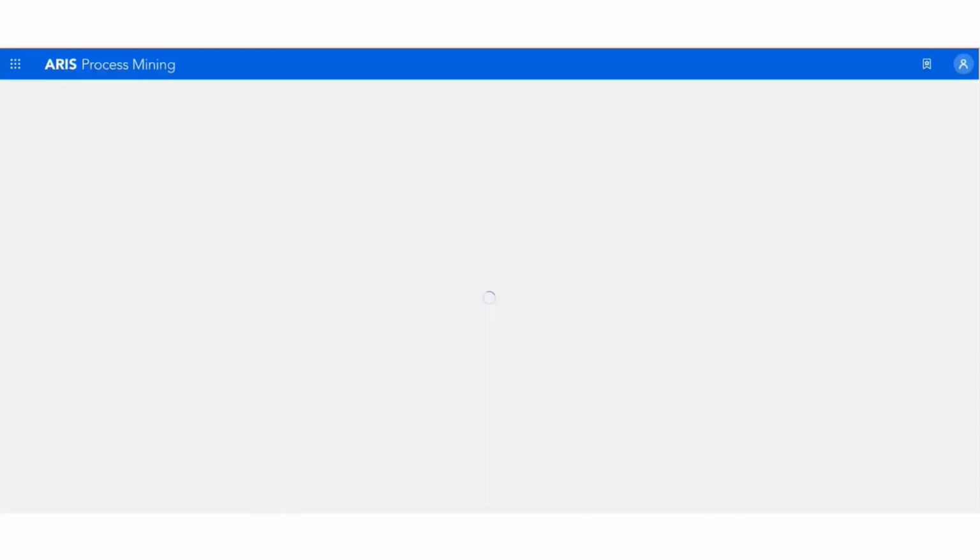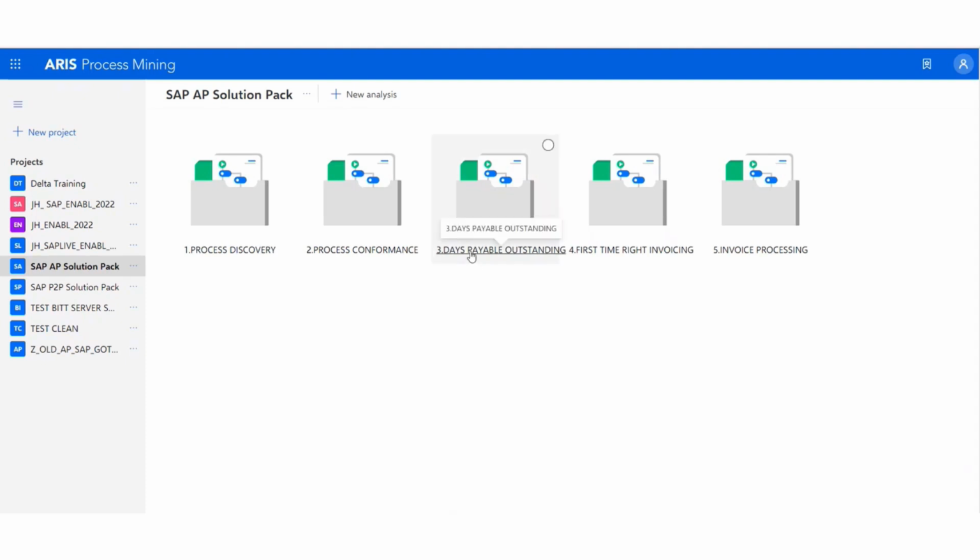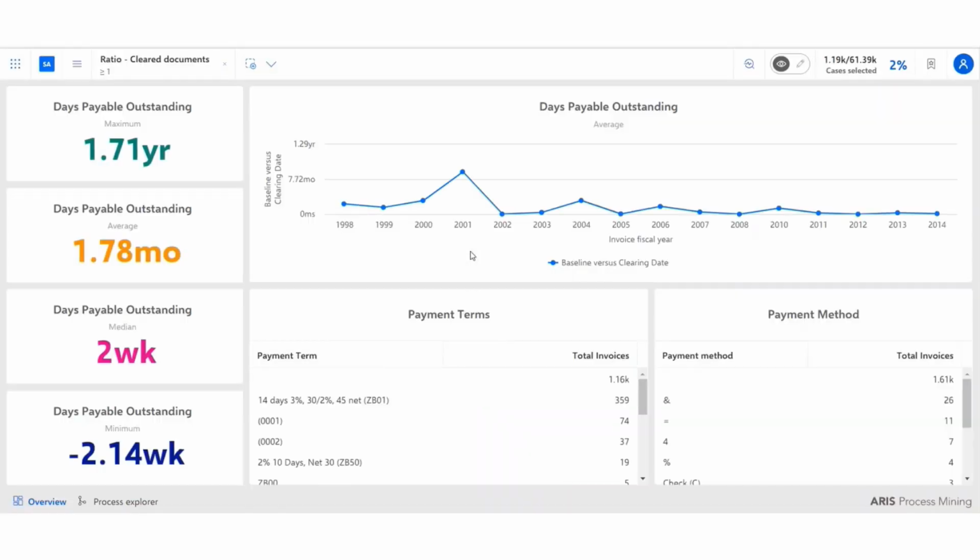Let's go to the third analysis, the days payable outstanding. So this is in fact when you pay your vendors. In fact, we compare here the baseline date versus the clearing date. On the left side, you find the different KPIs, having the maximum DPO, the average, the median, and you see also this rather exceptional minus number. That means that there was a conflict between, let's say, the baseline or the clearing dates in one of your cases.